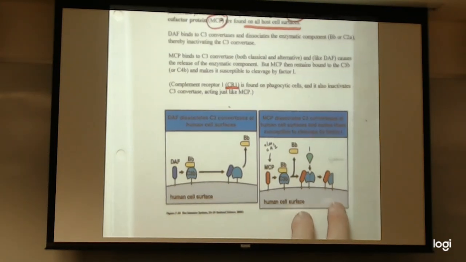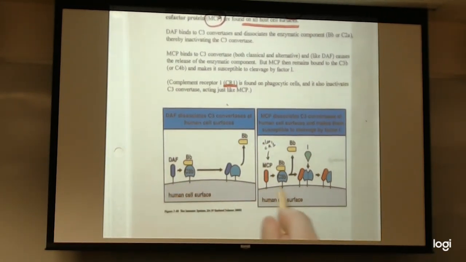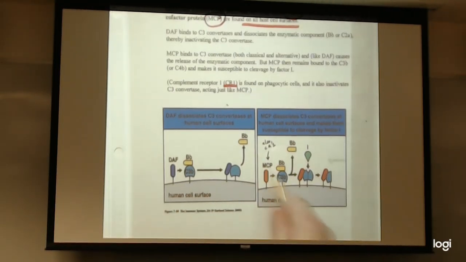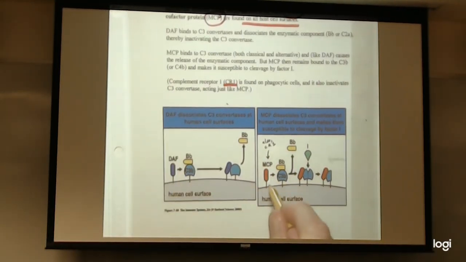By the way, it turns out that complement receptor number 1, which we find on macrophages and so forth, can also have the same function of inactivating this stuff. Complement receptor 1 can act like MCP.